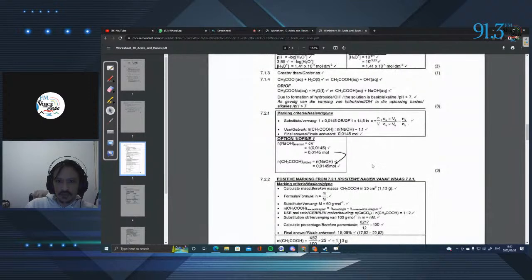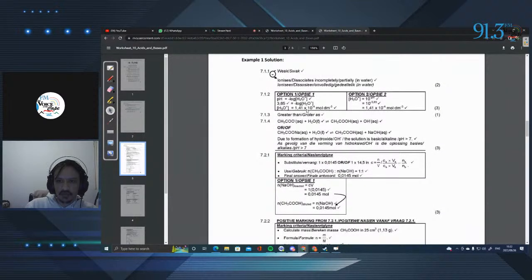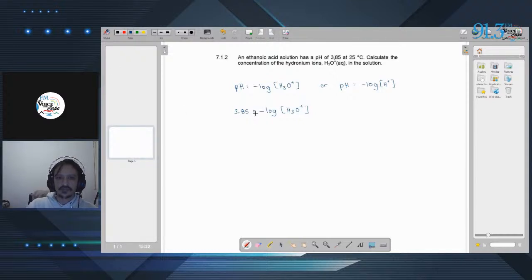Right. So we end up with an answer of 1.41 times 10 to the minus 4. And this is how we go about it. We end up getting 10 to the power of negative 3.85. Now remember, this is to the base 10. So how did they get that? Well, we'll go back here and we'll take a look.